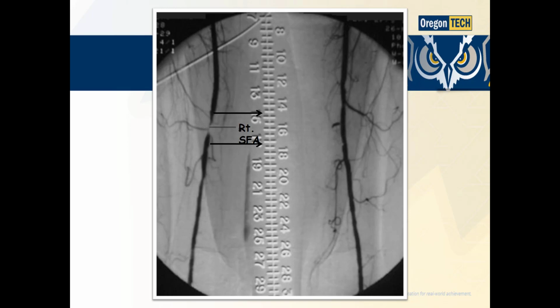Here we have superficial femoral arteries. This would be the right, and this would be the left. You can see right here they have a radio opaque ruler that they've put in between the patient's legs, and what they're doing is estimating what length of stent we need to fix this tight area.